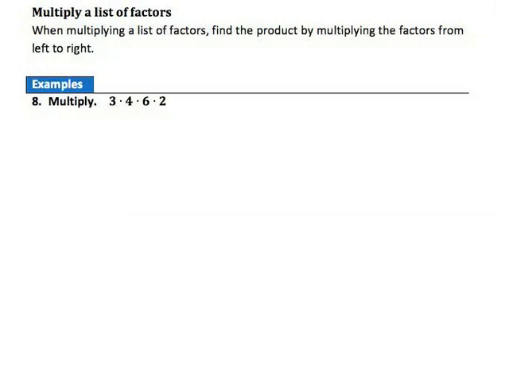Multiply a list of factors. When multiplying a list of factors, find the product by multiplying the factors from left to right. In example 8, I'm asked to multiply 3, 4, 6, and 2. We're going to do this one step at a time, working left to right. First I'm going to multiply the first two factors together, 3 and 4. That's going to give me an answer of 12.